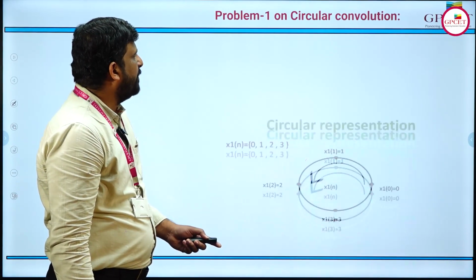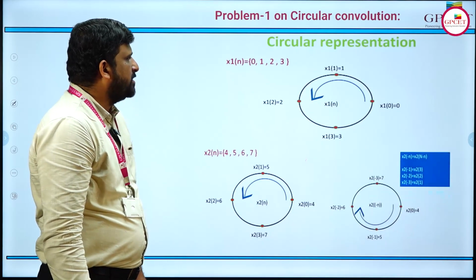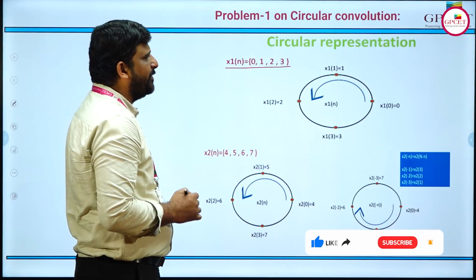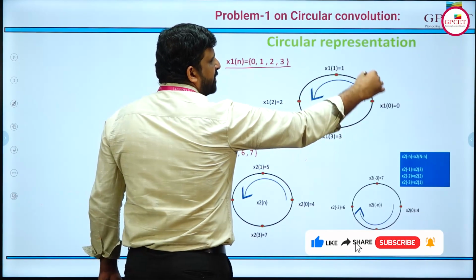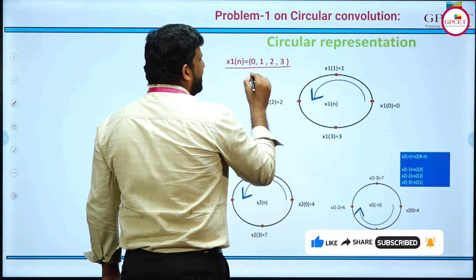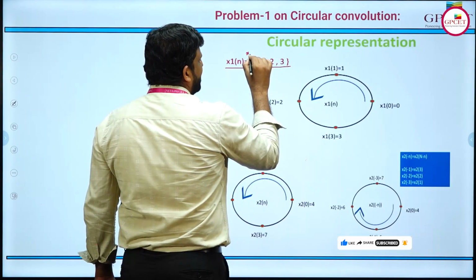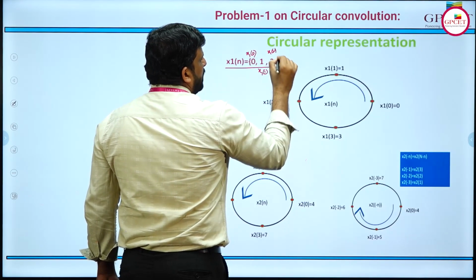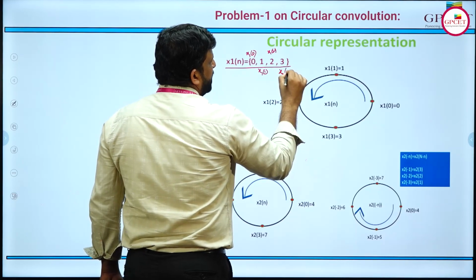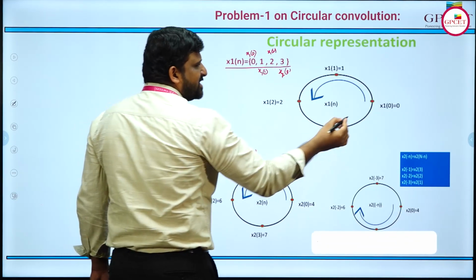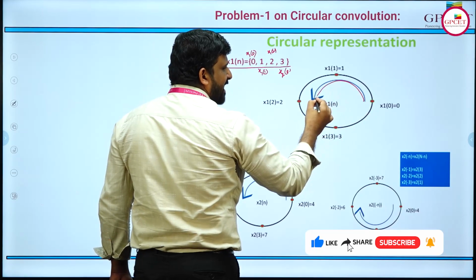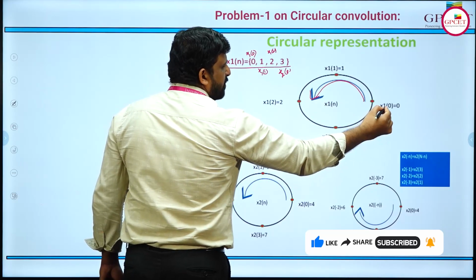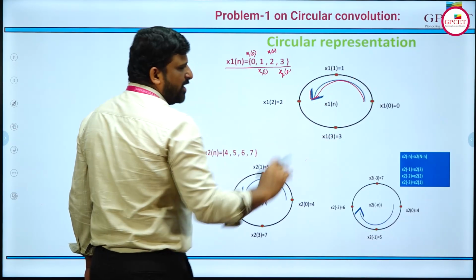Followed by this, we will take one problem related to circular convolution. I am considering the first sequence x1 of n equal to 0, 1, 2, 3. For this I am drawing one circle and taking the values: x1 of 0, x1 of 1, x1 of 2 and x1 of 3. So a total of 4 values. I am inserting the values in anti-clockwise direction, that is x1 of 0, x1 of 1, x1 of 2 and x1 of 3. Fine.